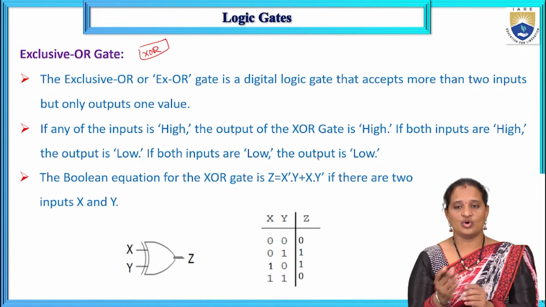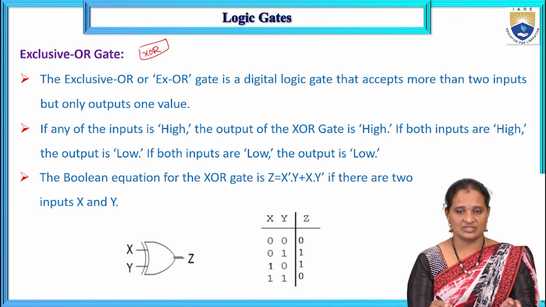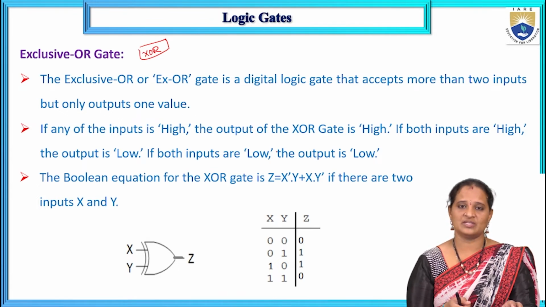That means if both the inputs are the same, either 0 or 1, then the output of the XOR gate is 0. If both the inputs are different, or any one of the inputs is 1, then the output of the XOR gate is 1.